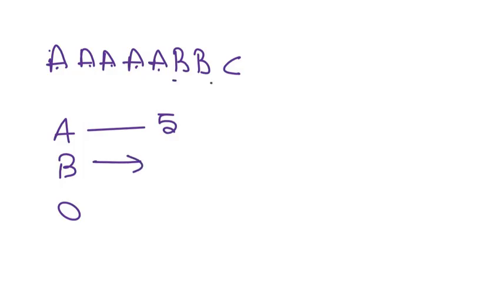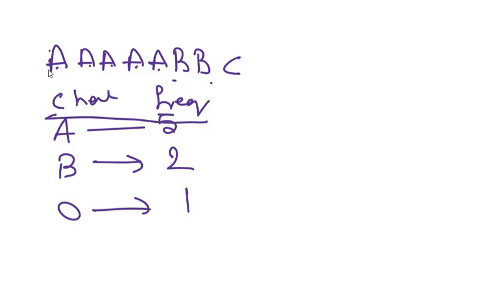Let us take an example, the same example. In total, how many characters? 5 A's, 2 B's and C, so 8 characters in total. Let us write each character and its associated frequency. What is the frequency of A? 1, 2, 3, 4, 5. So it occurs 5 times in the message, and the frequency of A is 5. For B, the frequency is 2, and for C, the frequency is 1.